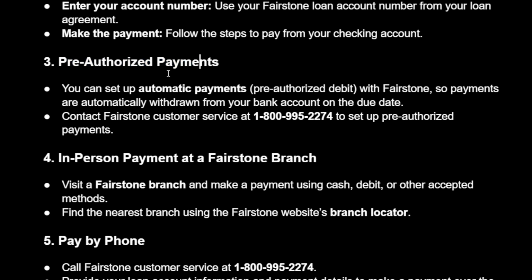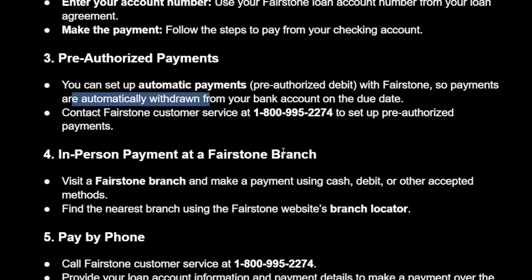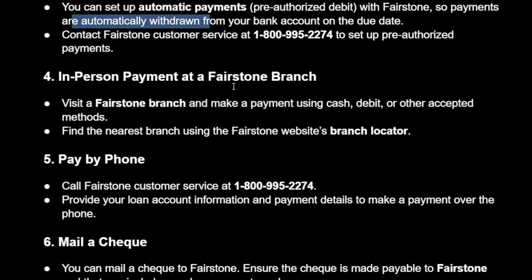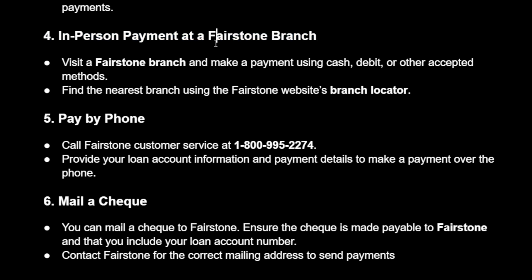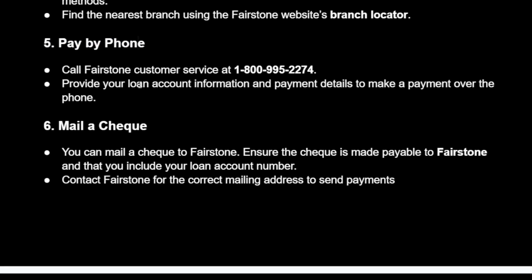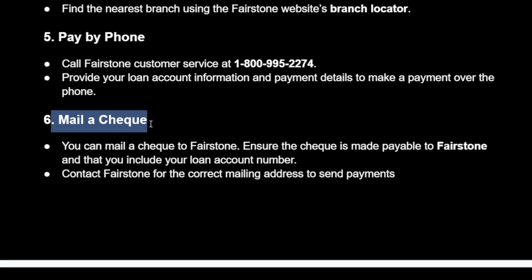For any pre-authorized payments, you can set up automatic payments, pre-authorized debit with Fairstone, so the payments are automatically withdrawn from your bank account on the due date. You want to contact Fairstone's customer service and set up pre-authorized payments. You can also do it in person, as in in-person payment at a Fairstone branch or by phone, or the very last option is mailing a check.